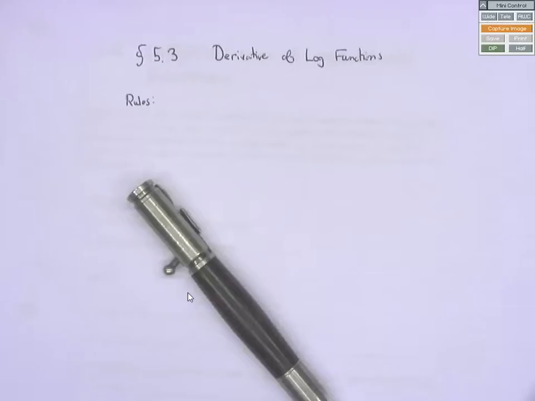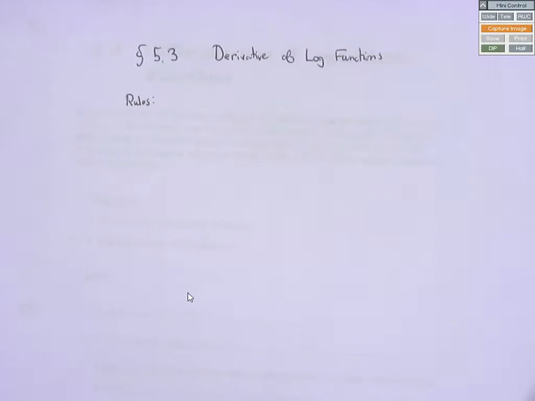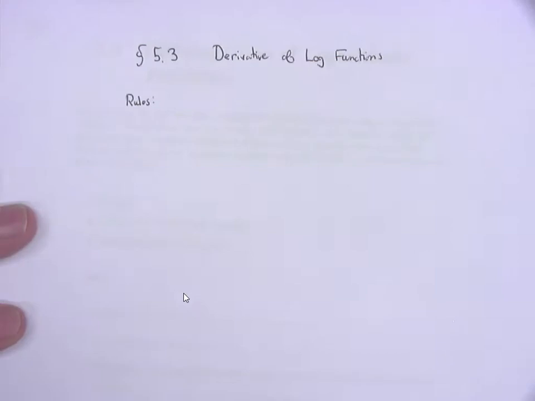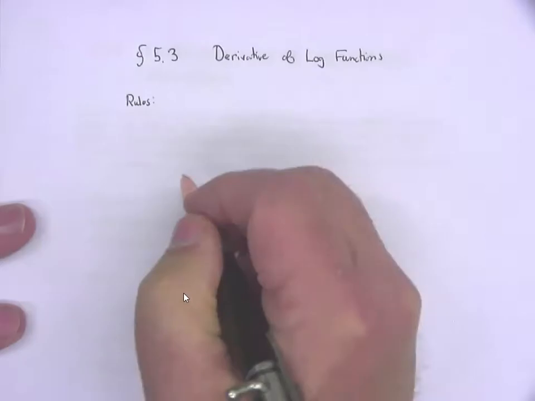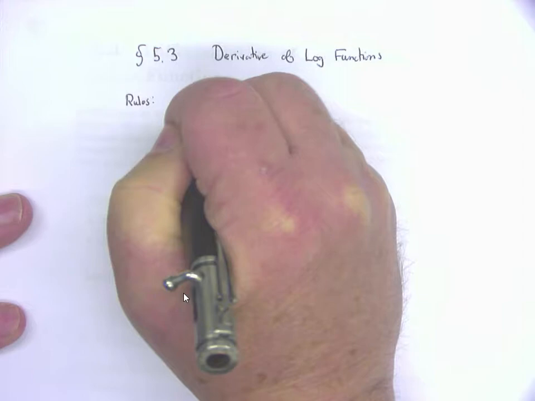Section 5.3 is on the derivative of logs, and section 5.4 is on the derivative of exponential functions. We've got log functions and exponential functions. So here's the deal. Just remind yourself of the rule. First off, we're talking about taking the derivative of the log. I introduced this last time, but didn't get much to it. So there are two rules you have to focus on.